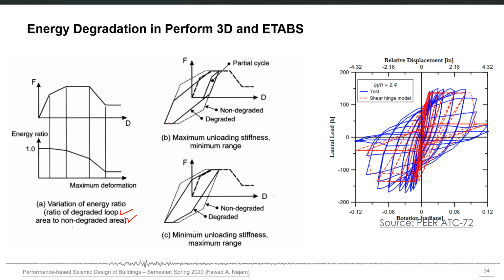So the dotted line here is representing a non-degraded loop, and after a few cycles of forced deformation, the solid line is representing the degraded loop. So you can see that the non-degraded loop has more area. It means that the area of degraded divided by non-degraded will be less than 1. This ratio is less than 1. So that ratio is actually called the energy ratio or energy degradation factor.